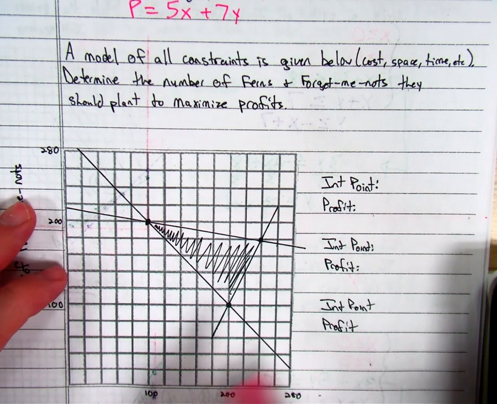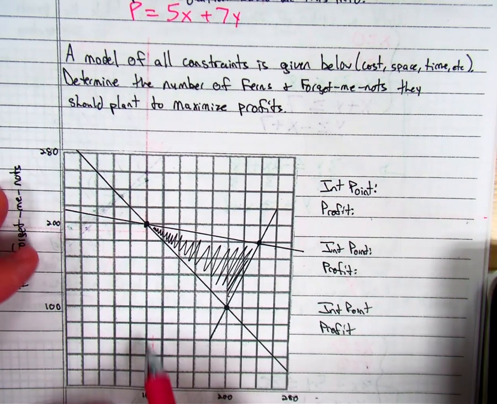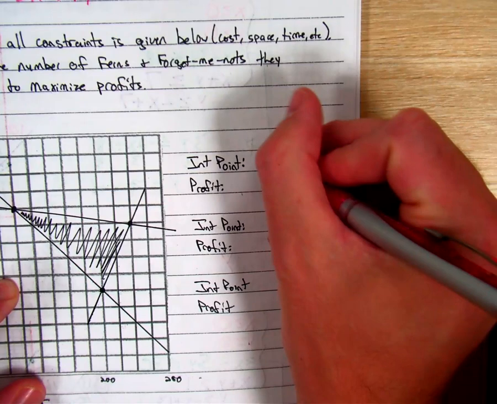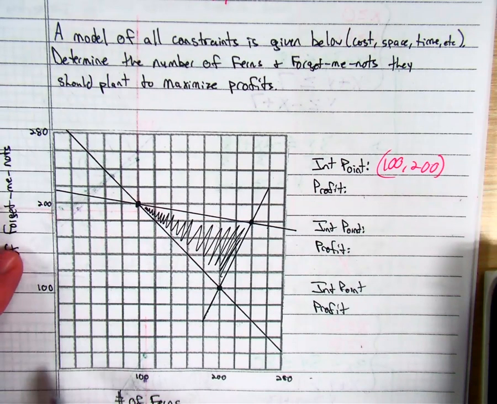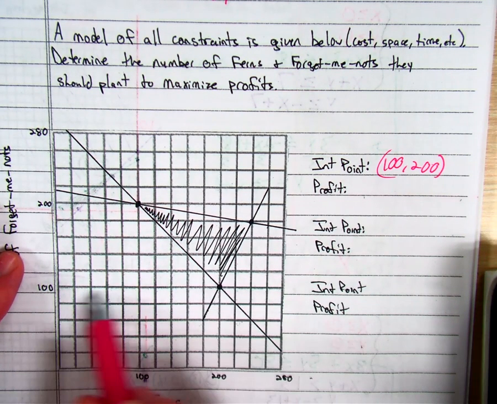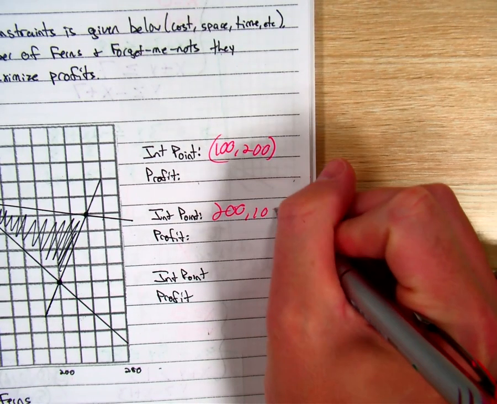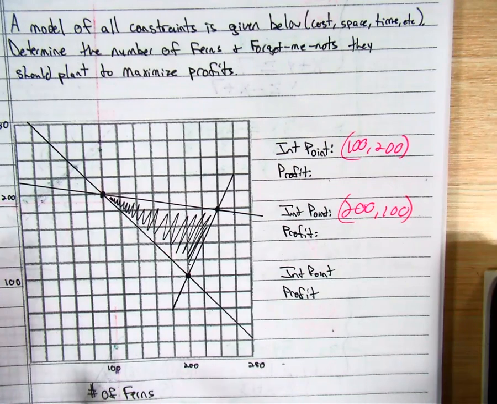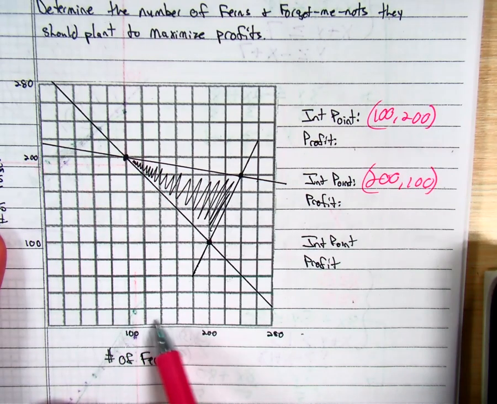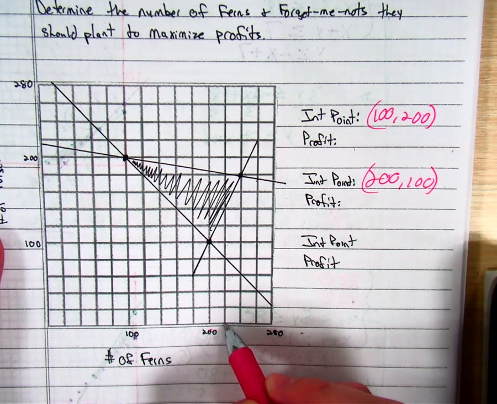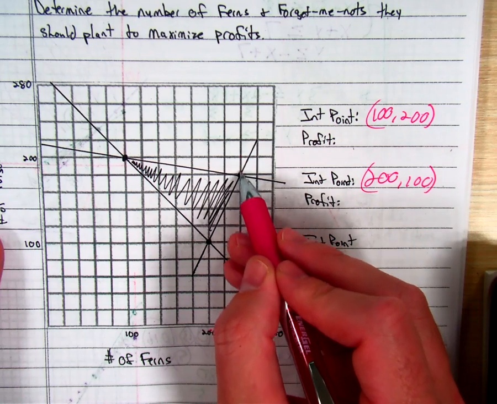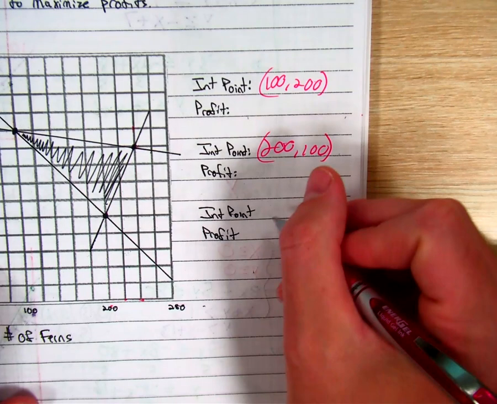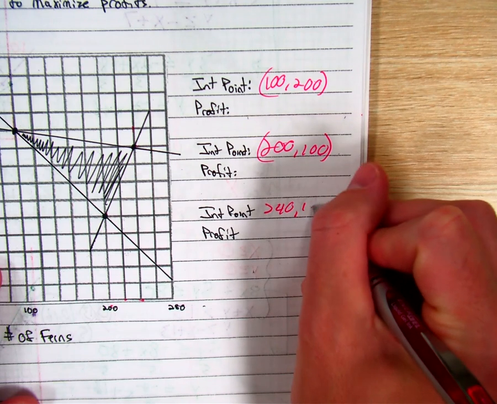Corner number 1, intersection point. We got 100, 200. Then we have 200, 100. Now the third point's a little bit out there. Okay, hopefully you can see that we're going by 20s. So we're at 200, 220, 240. And then this is one below the 200 line. So we're going to be at 240, 180.